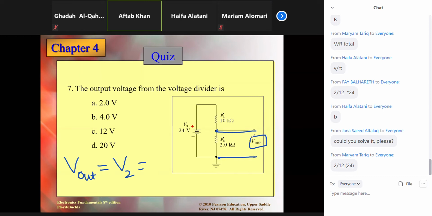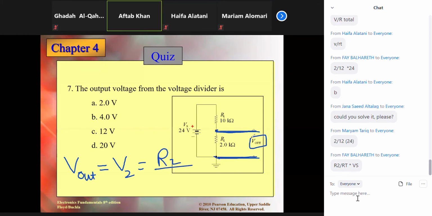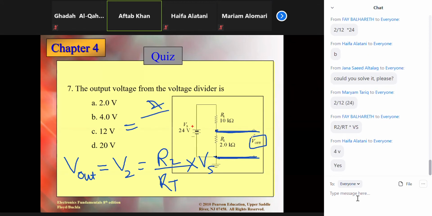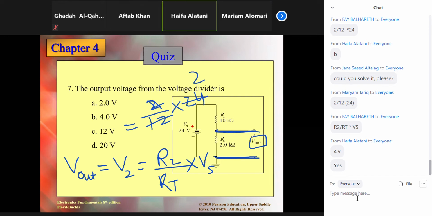You can see they are just wire connected here, so it's gonna be the same. So the formula is the same, simple, which you know already. R2 over RT multiplied by Vs. That's it. Okay, just put 2 over 12 multiplied by 24. So it will go 2 times. It's 4 volts. So 4 volt output is fixed now. We are able to get 4 volt output.